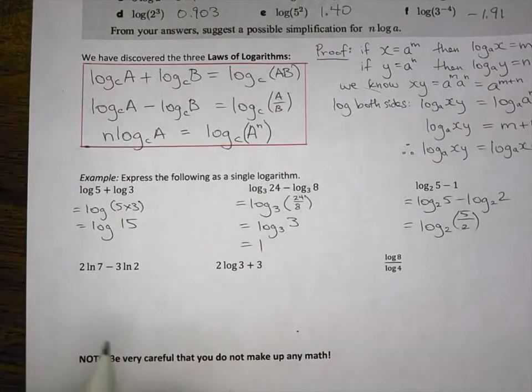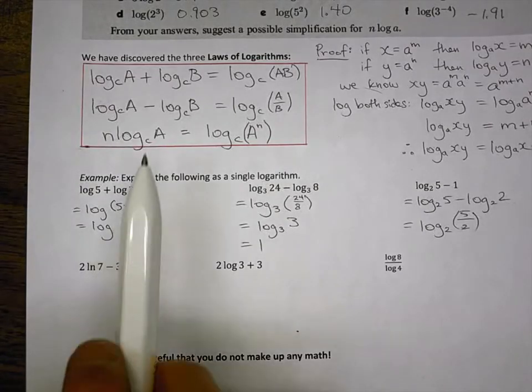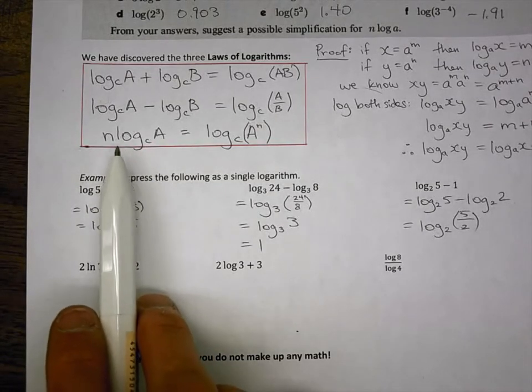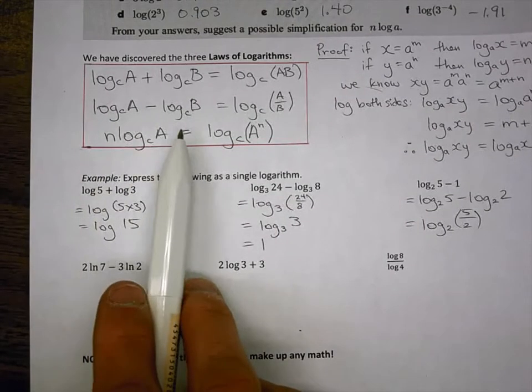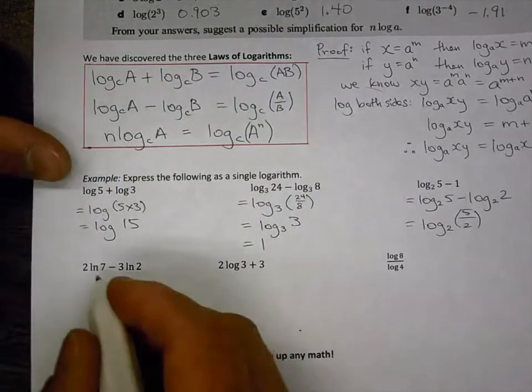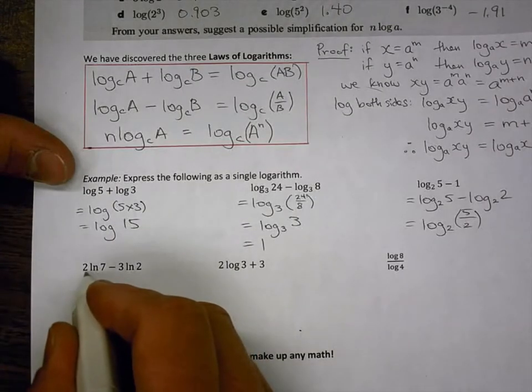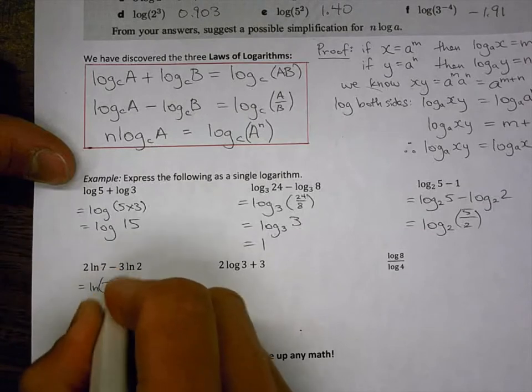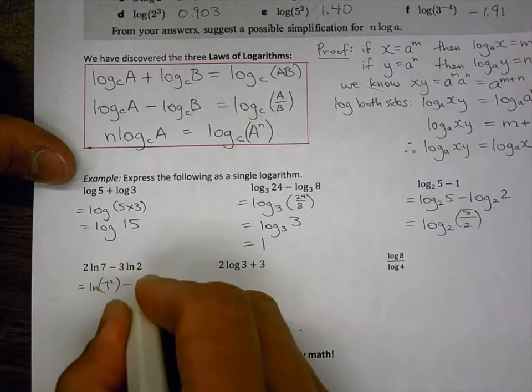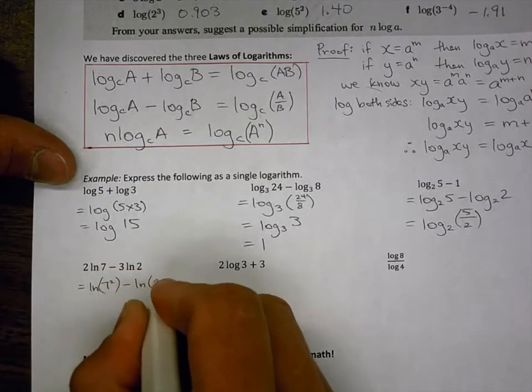Okay, let's try using that third example. Here, if I have a log with a constant in front, I can bring that up as an exponent into the argument. So this ln 7 times 2 becomes ln 7 squared. And this 3 ln 2 becomes ln 2 cubed.